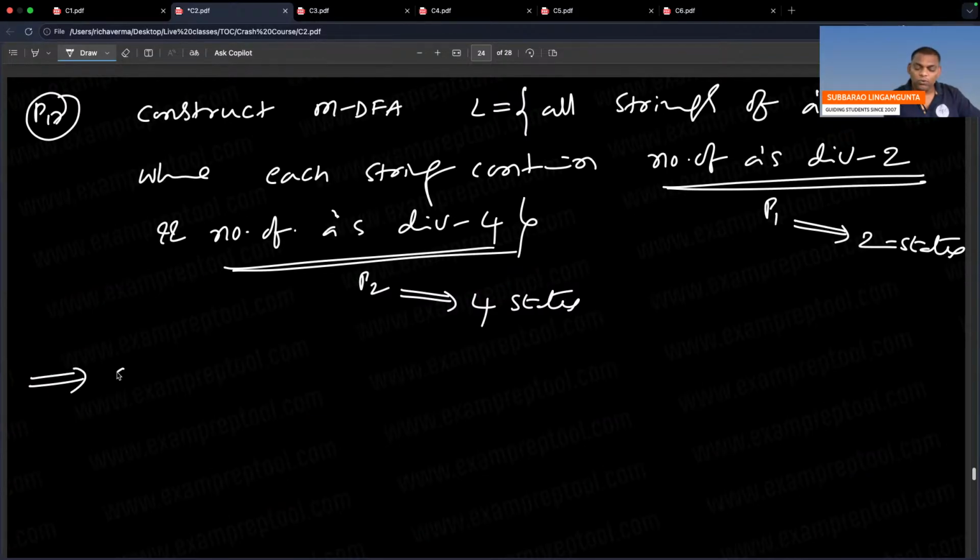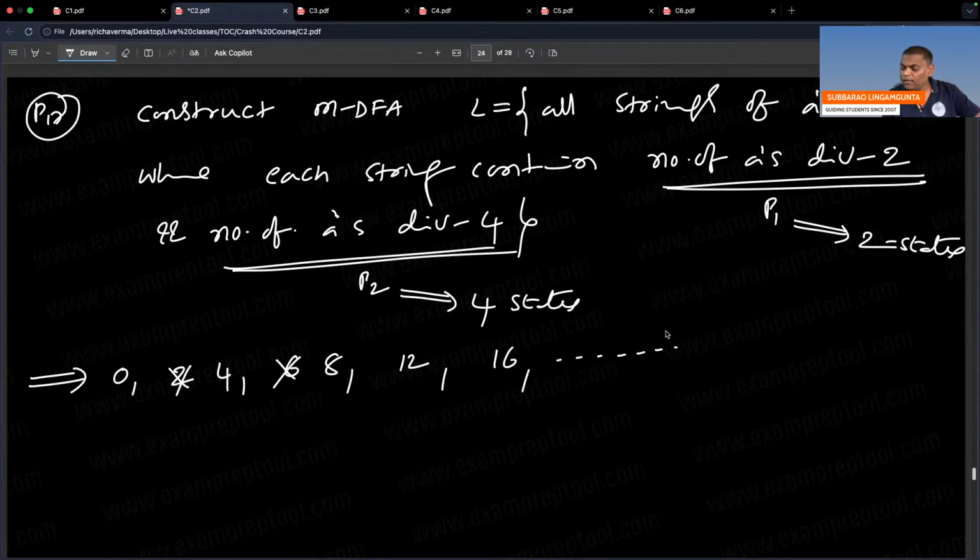0 A's is divisible by 2 and also 4. If I take 2 A's, divisible by 2 but not divisible by 4. If I take 4 A's, divisible by 2 and also by 4. If I take 6, divisible by 2 is satisfied but 4 is not. So 8: divisible by 2 and also by 4. 12: divisible by 2 and also by 4. 16. If you observe clearly, it's almost like multiples of 4.